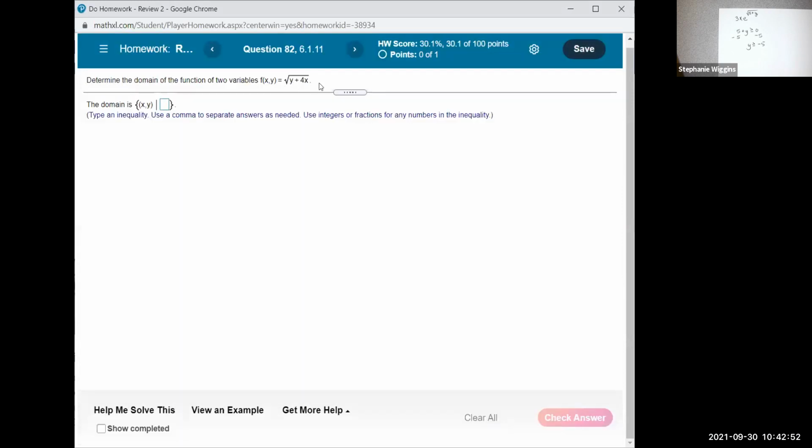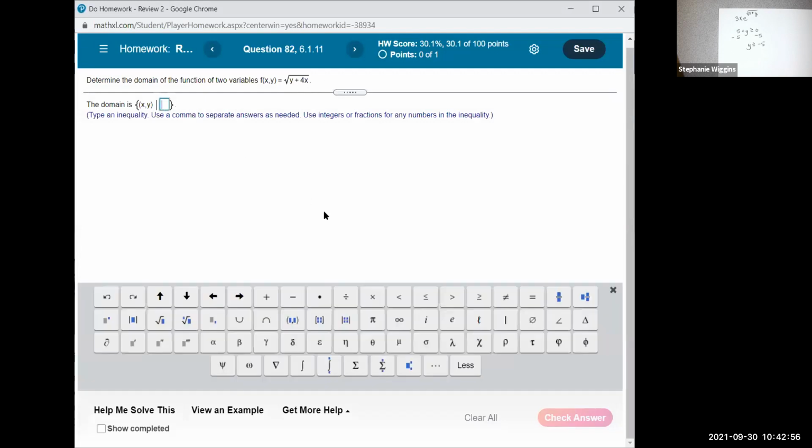Here, same thing. You just set y plus 4x greater than or equal to 0. So you can just write 4x greater than or equal to 0. That's simple.